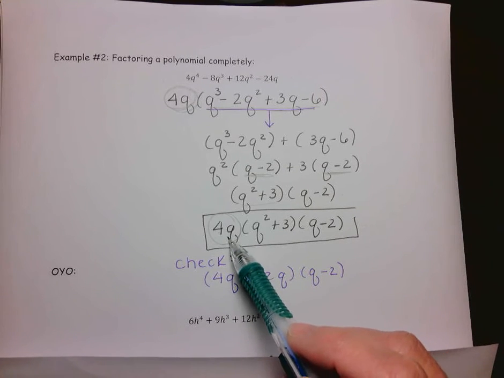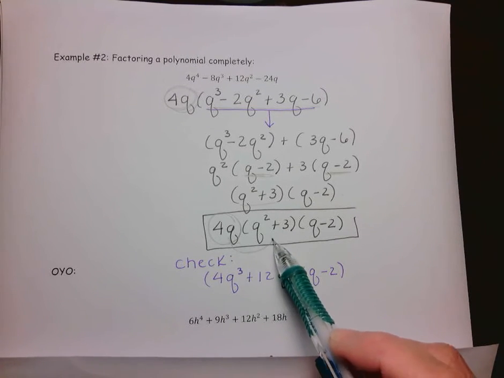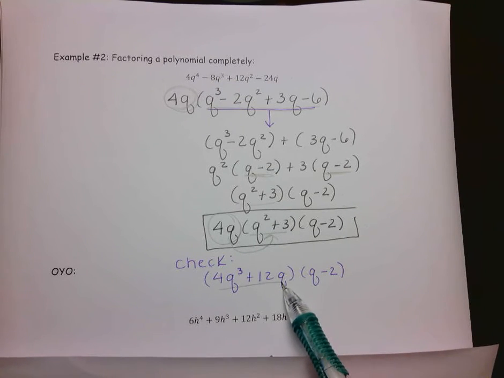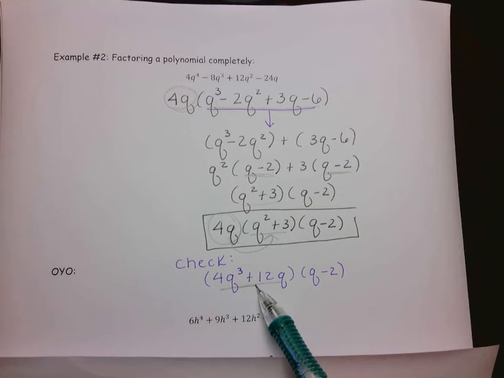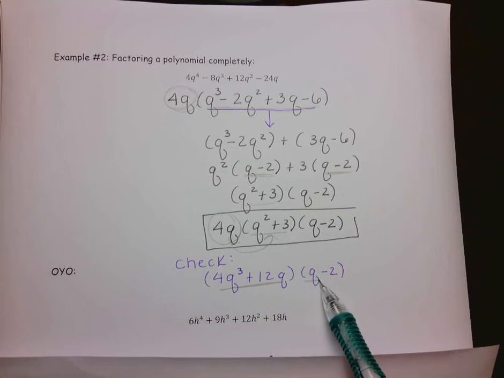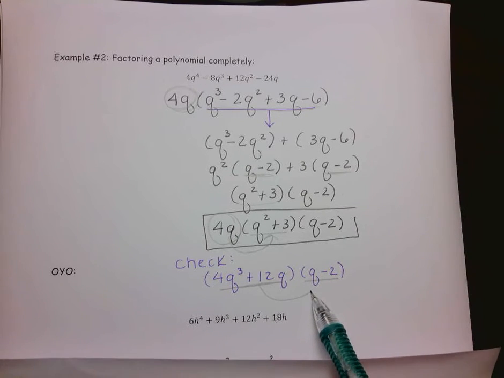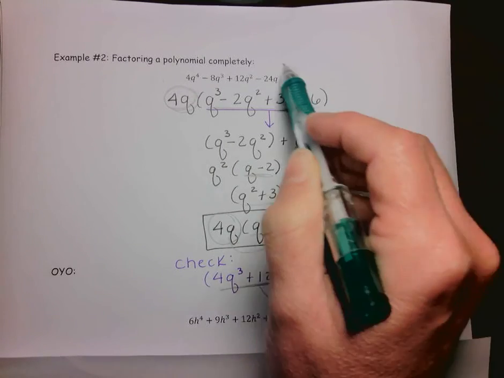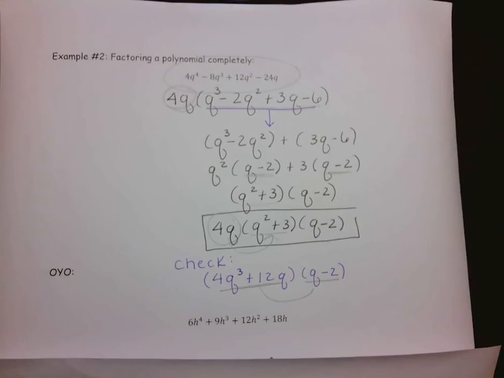Well, I need to multiply this 4q with this first binomial. Then I can multiply this binomial with the q minus 2. And once I FOIL these out, once I multiply these two binomials together, and then I put my answer in standard form, that's what I should get.